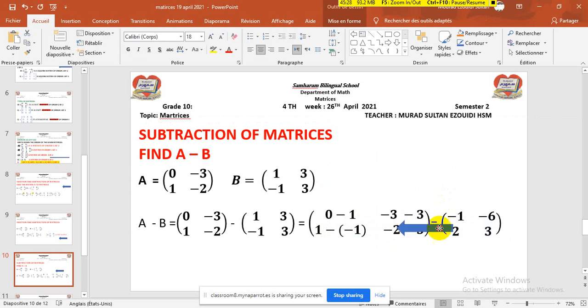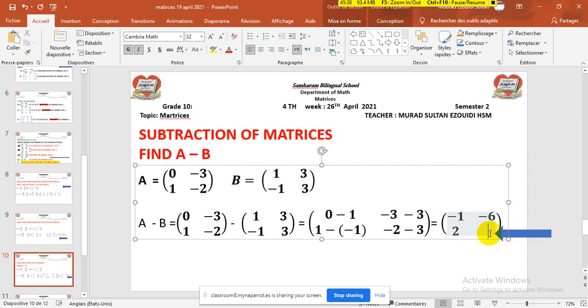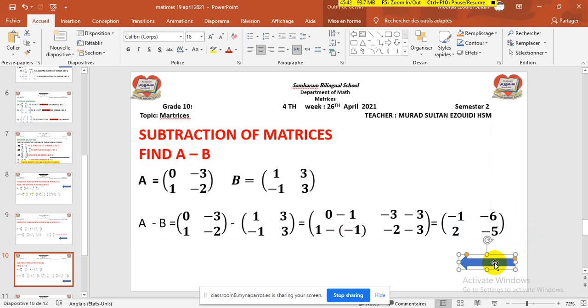Then now move to the second one. Minus 2, minus 3. Both numbers are negative. Add them, then put the negative sign. It will be negative 5. This is the last answer. How can you subtract two matrices? Please hurry up. You have only 7 minutes.